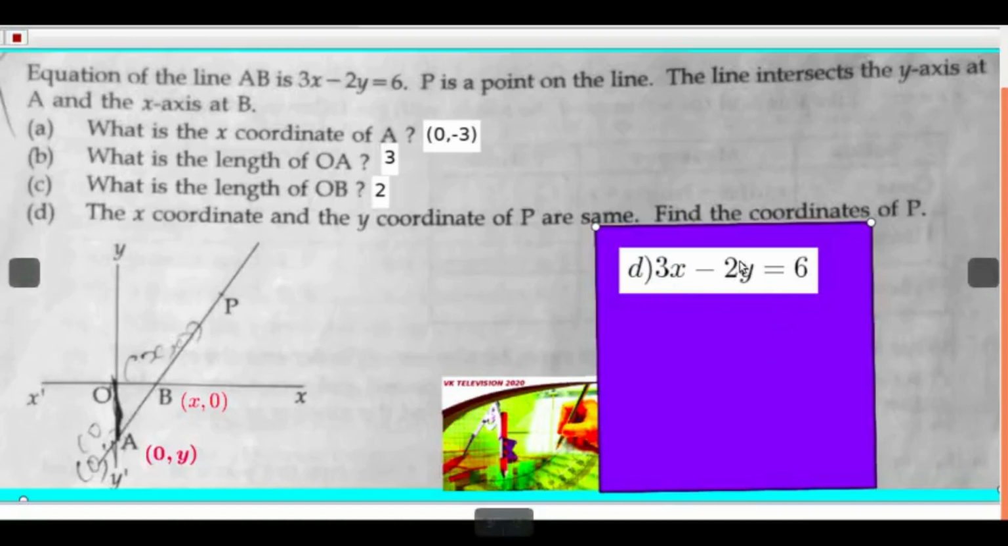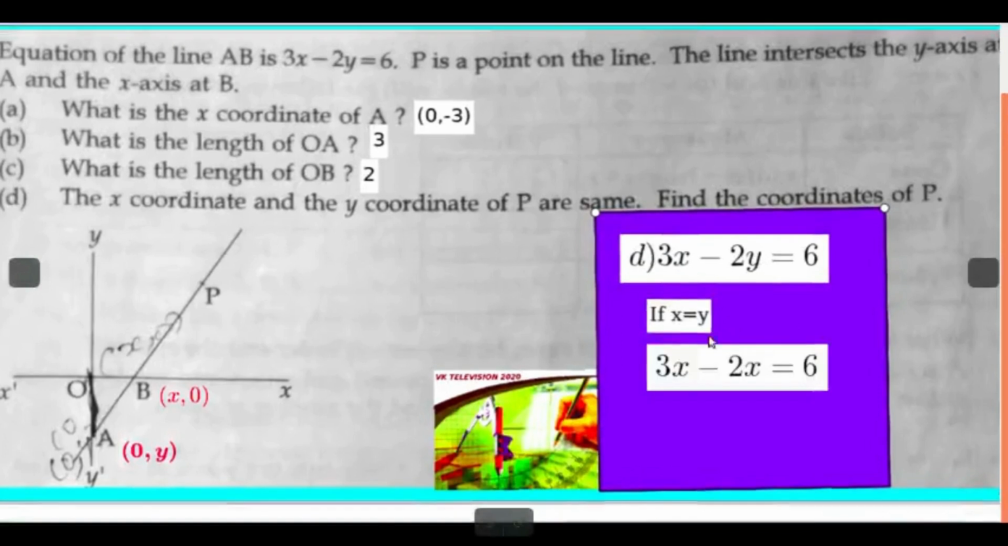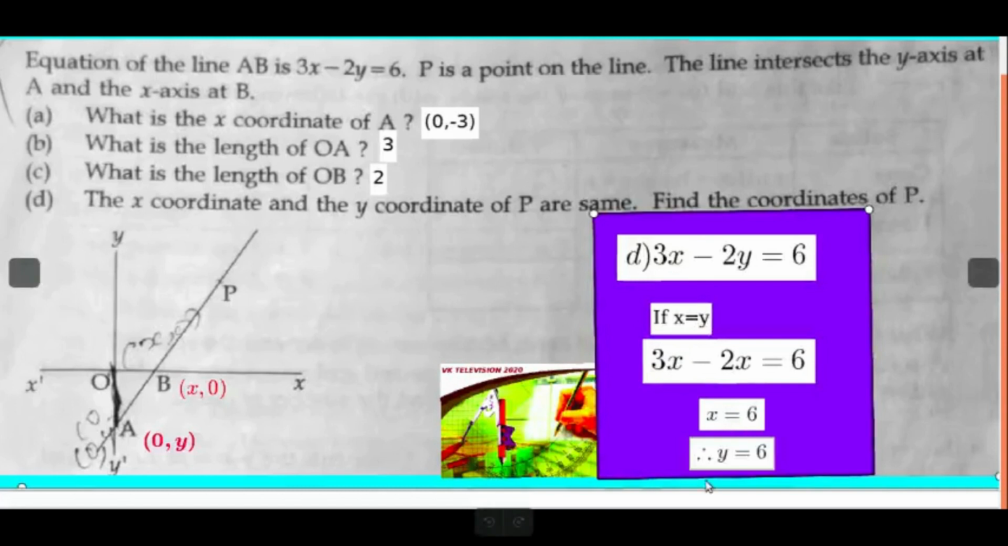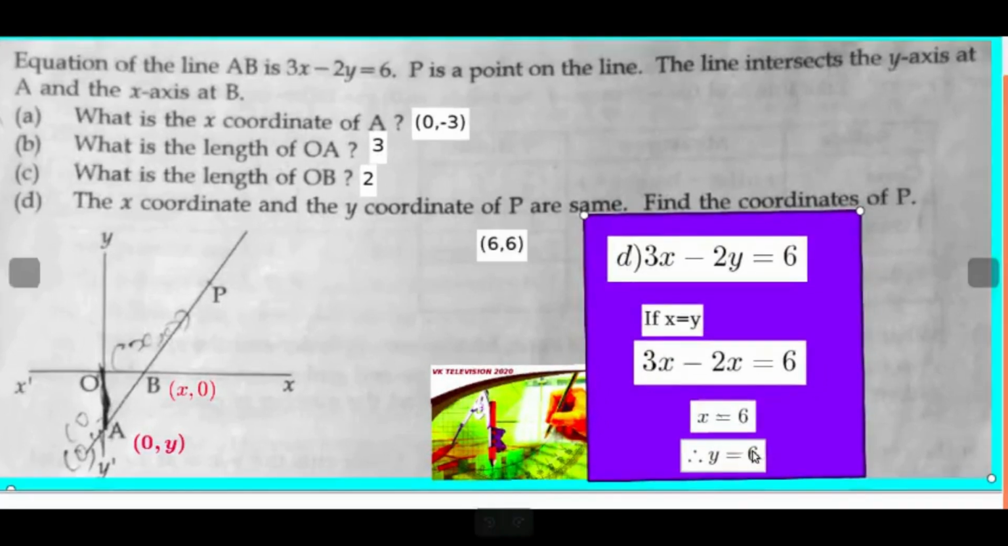We replace y by x, then 3x minus 2x is equal to 6, so x is equal to 6. Now we substitute the value of x in this equation, then we obtain y is equal to 6. So 6 is the answer. The coordinate of P is 6.